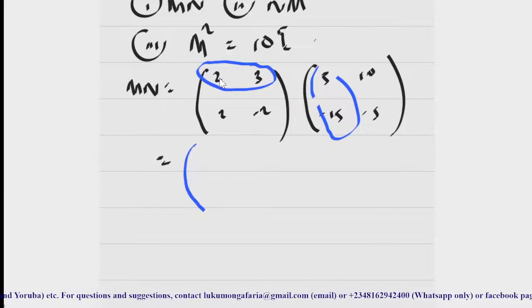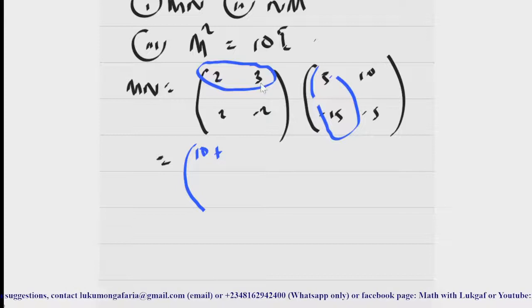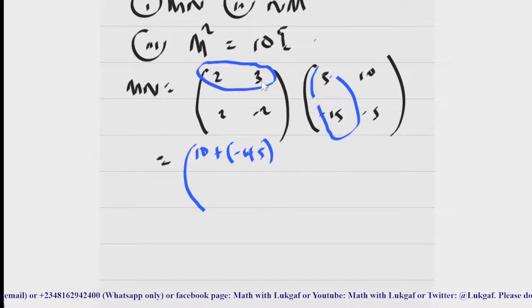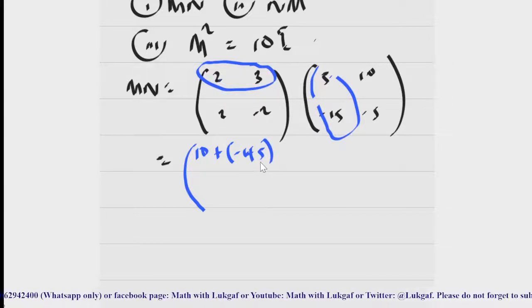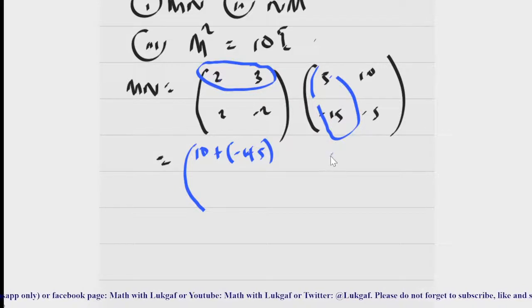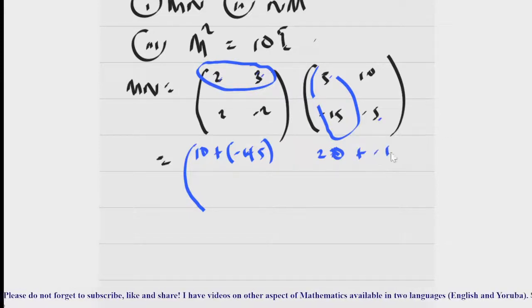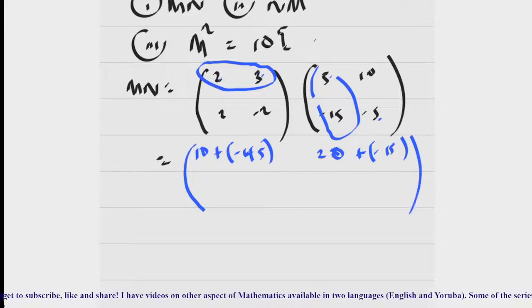To do that, you multiply this by this: 2 times 5, 10, plus 3 times minus 15. That will give me minus 5. I hope you understand. Okay, you are done with this column. Then you move to the next column. That's why I said you multiply row with columns. Then you now move to this column again. That will give you 2 times 10, 20, then plus 3 times minus 5, that is minus 15. I hope you understand now.